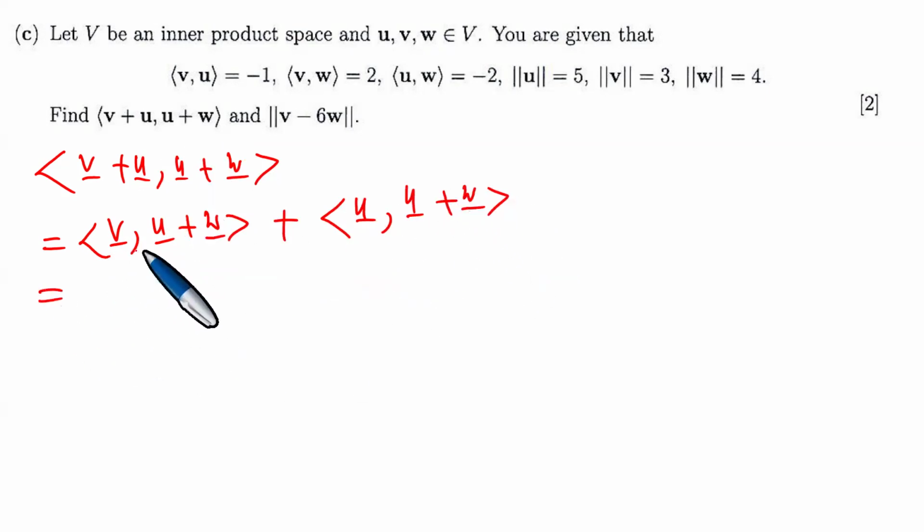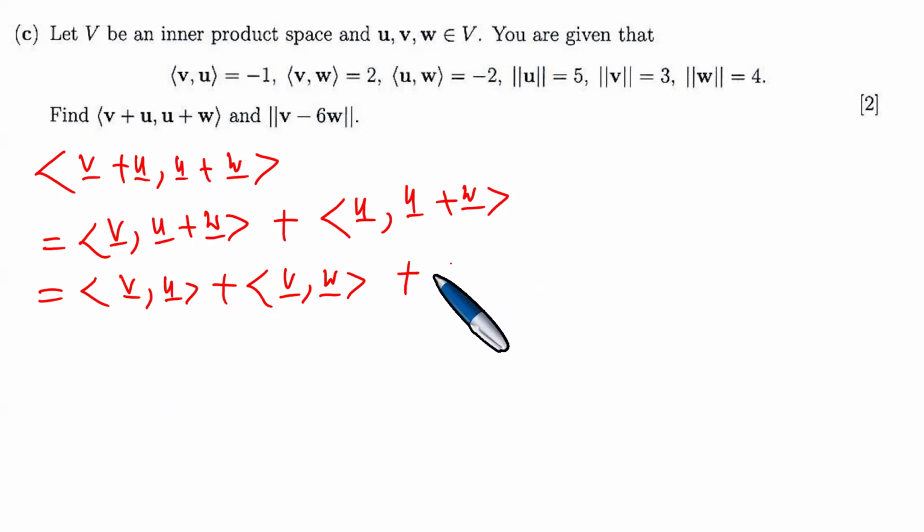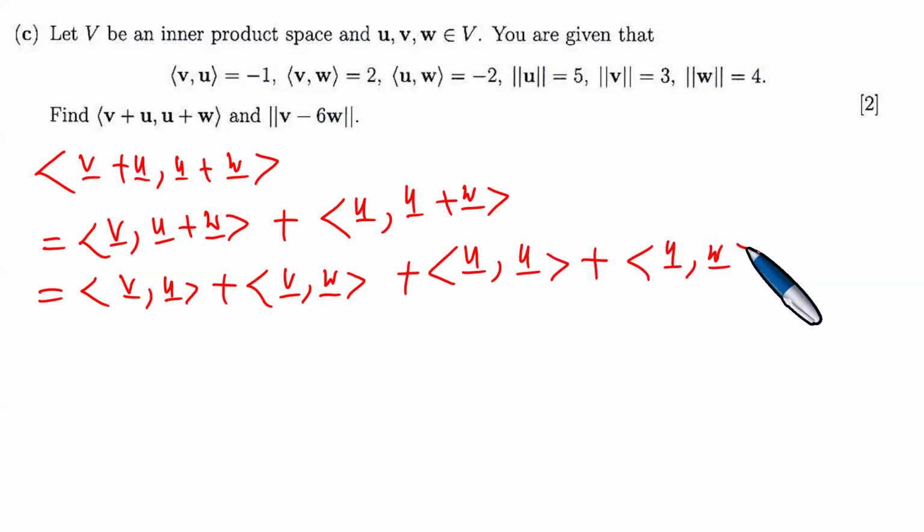Now you expand this. You say VU, VW. Now this is one vector, just expand into that. So it's UU, and then it's UW. What then is VU? Because now you already have it, it's minus 1. Well done. And what is VW? It's 2, exactly. Then what is UU? It's 5 squared. Well done.